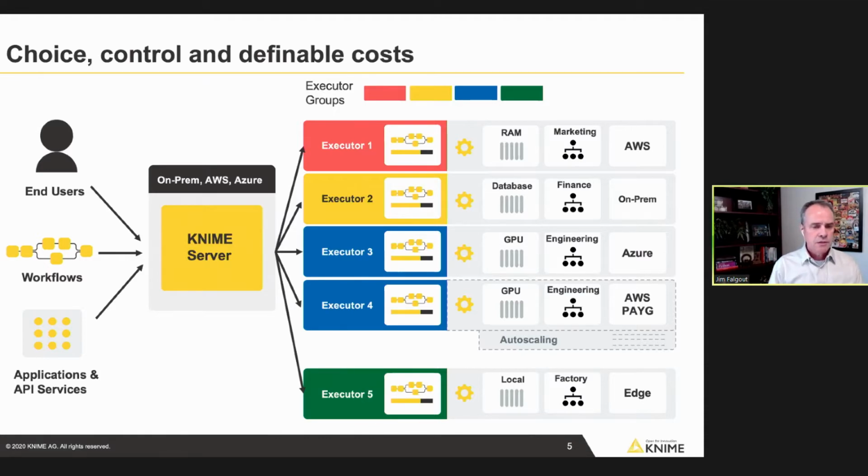You get just tons of deployment flexibility on wherever you want them to be placed. As long as you have network connectivity from the server to the executor, you can put them wherever you want to. And also we're showing that we have pay-as-you-go executors on AWS.